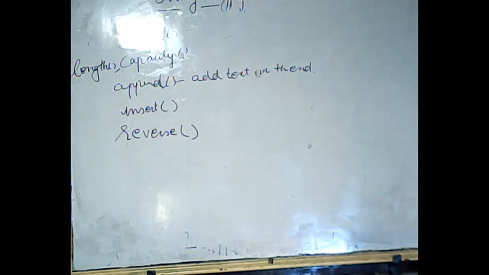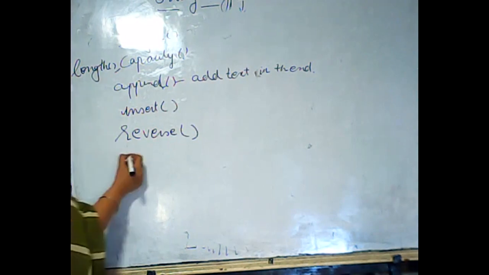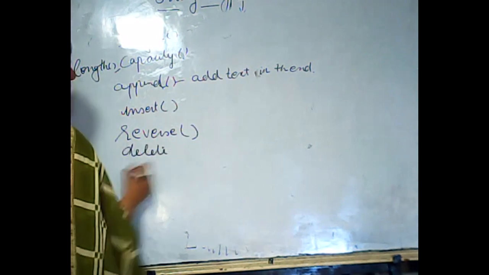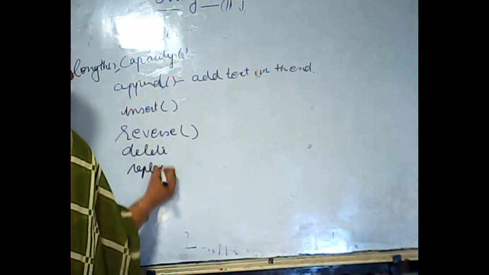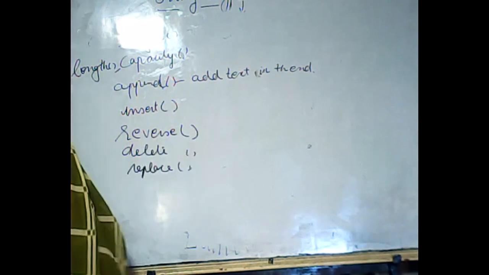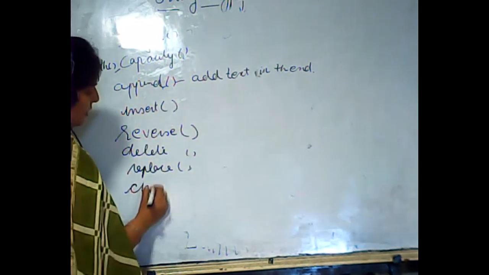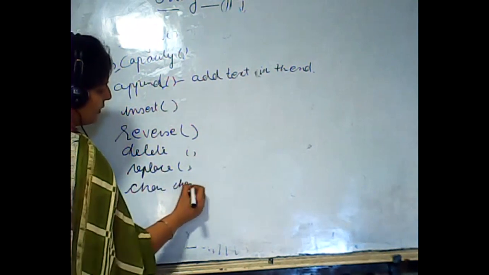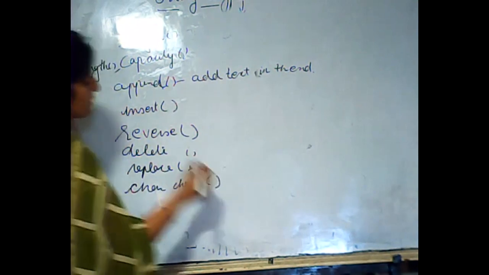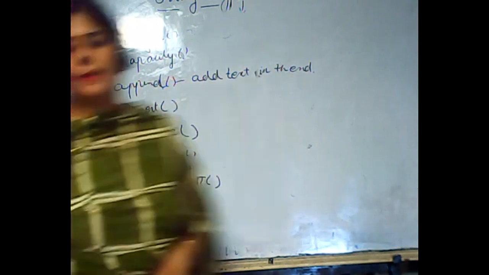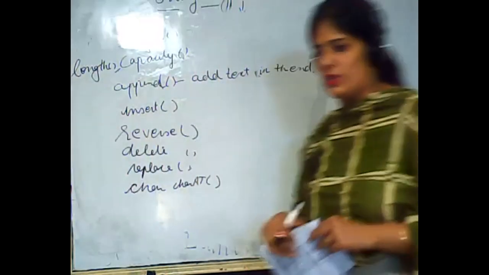Similarly, many other methods are available, like delete and replace. Okay, these are some of the inbuilt methods that we can use. And we have a particular function, charAt, that returns the specified character at a particular location.